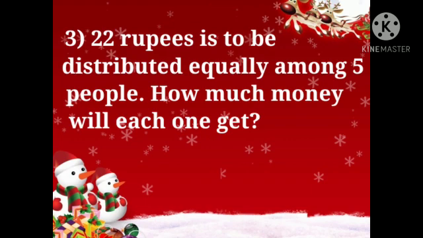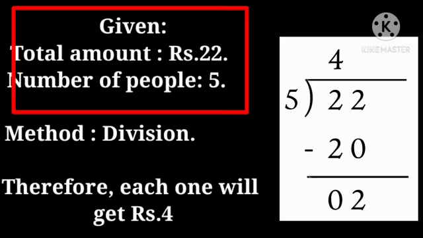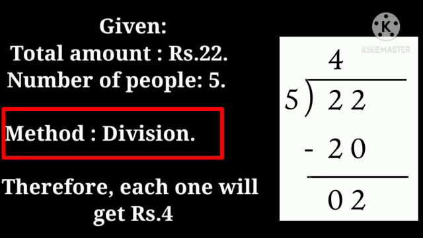Next one. 22 rupees is to be distributed equally among 5 people. How much money will each one get? So let us see the solution, starting with given. Given: total amount is 22 rupees, number of people is 5. Method we are going to use: division.